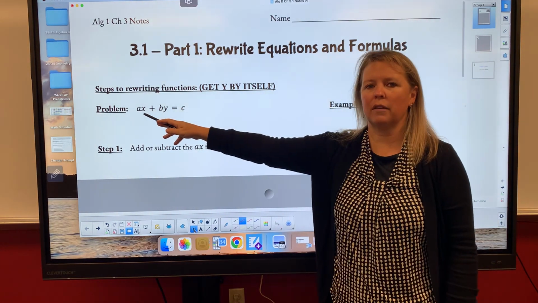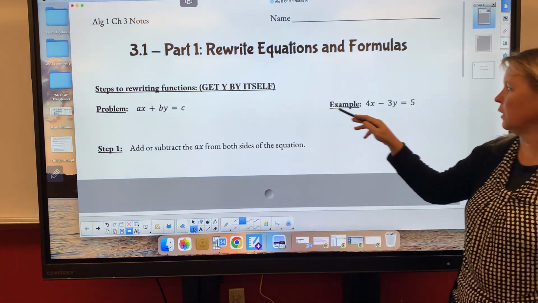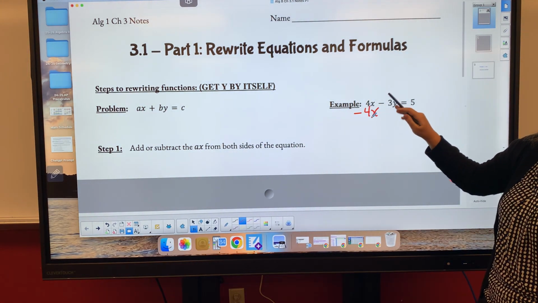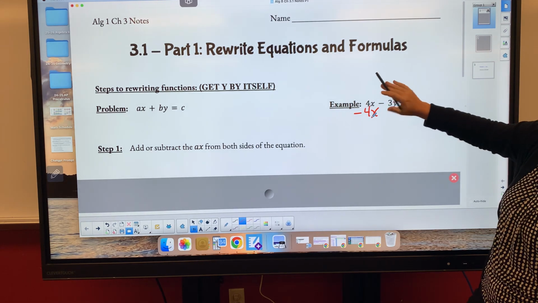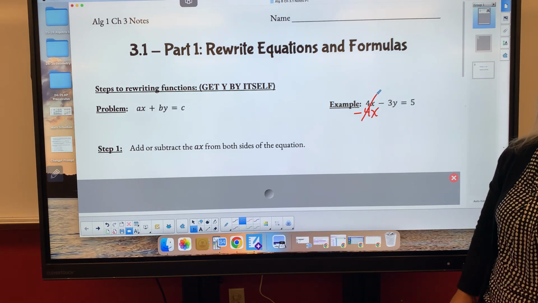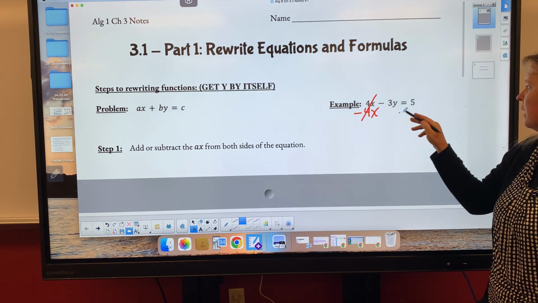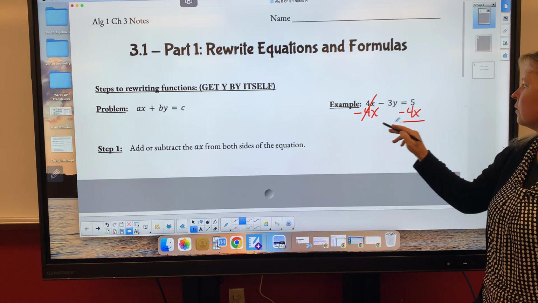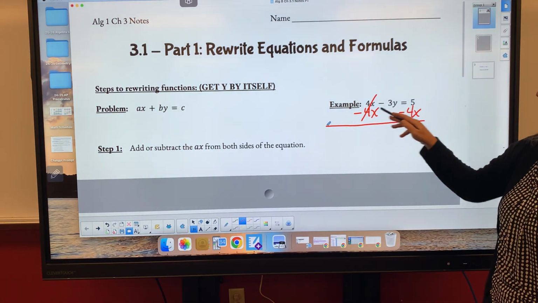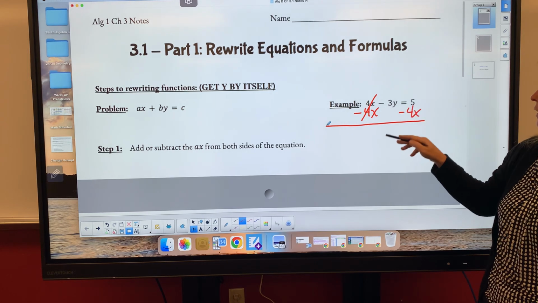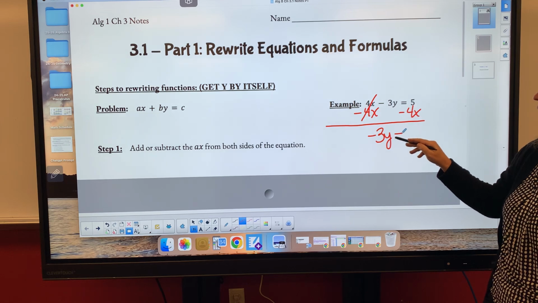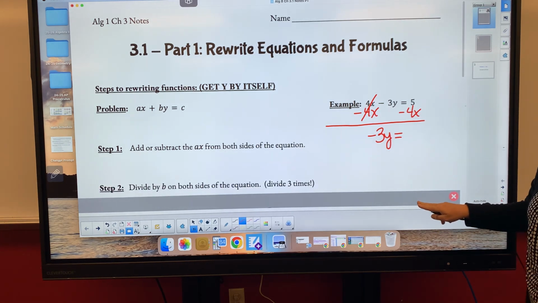So whatever's in front of x, it has to come with it. So if we look over here at the example, we are going to subtract 4x. Again, if I cover up all that stuff, reminder that because it's a positive 4x, I'm going to subtract 4x. That gets rid of it on that side, minus 4x over here. Add or subtract it from both sides of the equation, because whatever you do to one side, you must do to the other.